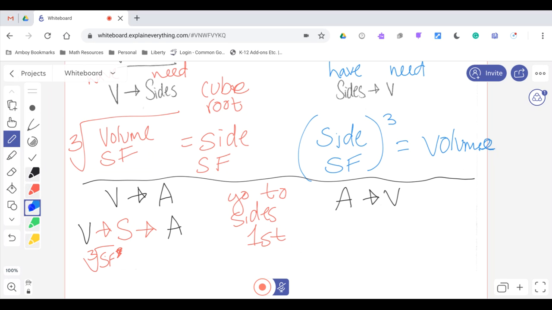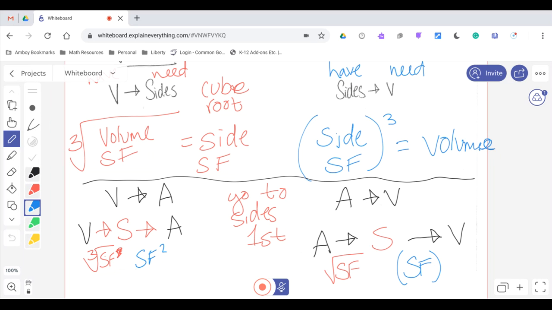Going from sides to area involves taking that scale factor and squaring it. Okay. It's the same idea with area to volume. Okay. So if I need area, or if I have area and I need volume, I got to start with area and go back to sides and then use that to go back to volume. Okay. So to go from area to sides, I'm going to square root the scale factor. And then to go from sides to volume, I take the scale factor and I cube it.